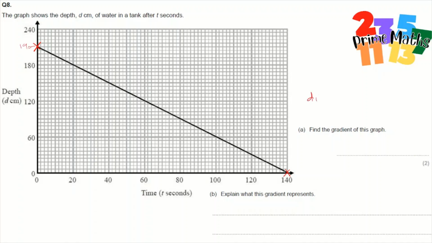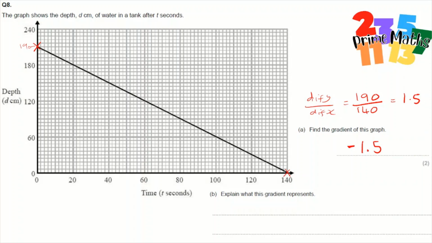Our gradient is our difference in y divided by our difference in x. We can see here our difference in y goes from 0 to 190, and x goes from 0 to 140, and this gives me 1.5. Now our gradient isn't 1.5, as it's sloping downwards, our gradient is negative 1.5.